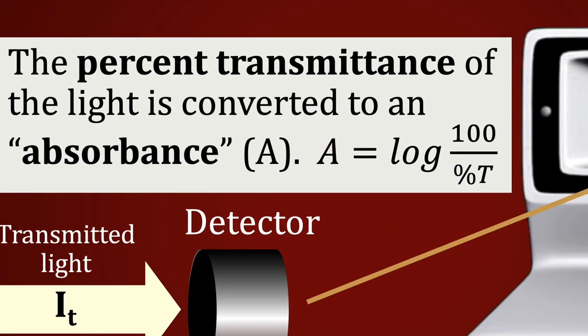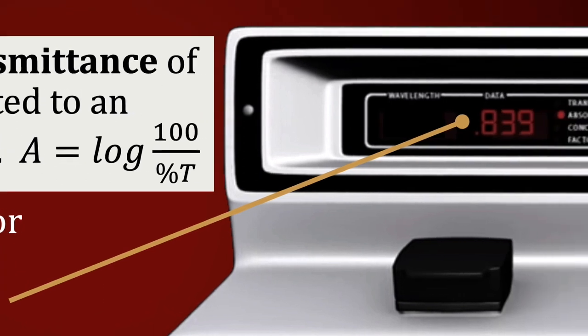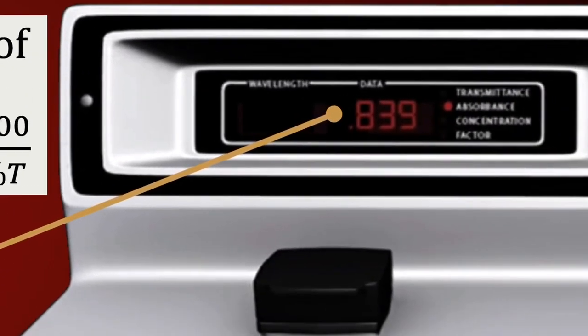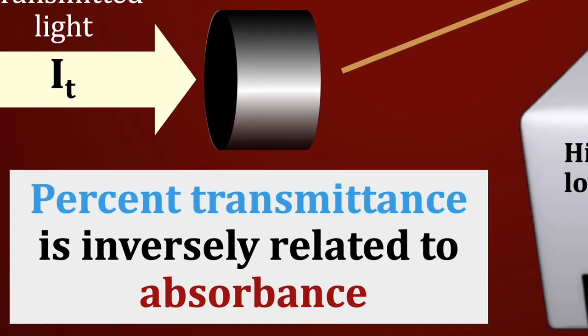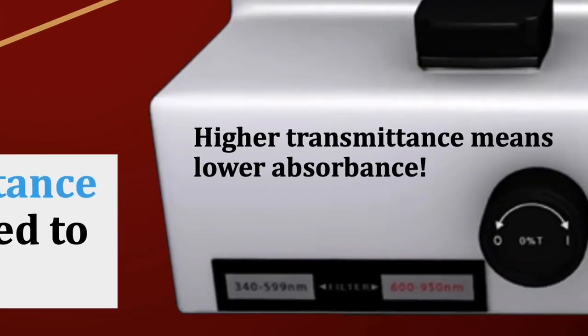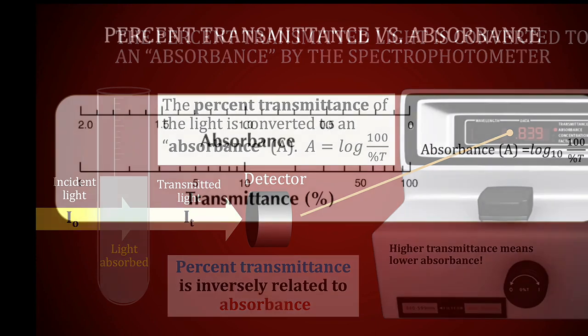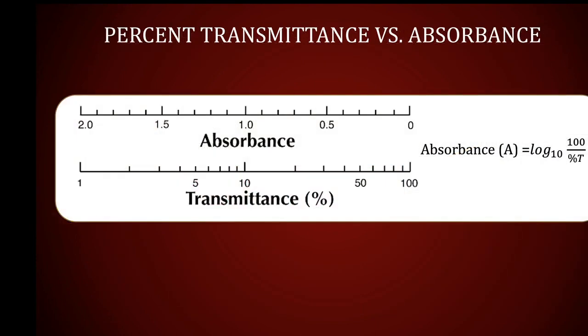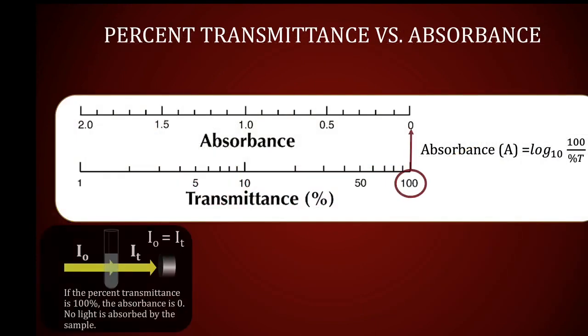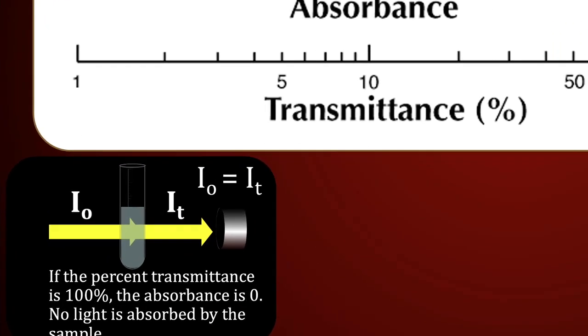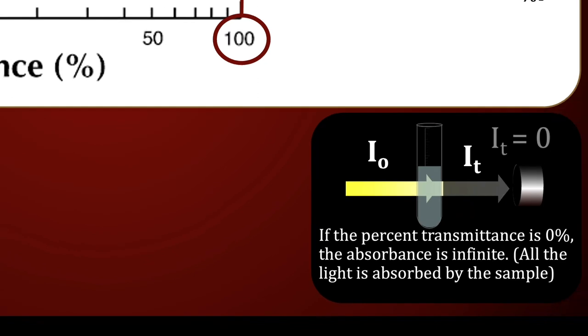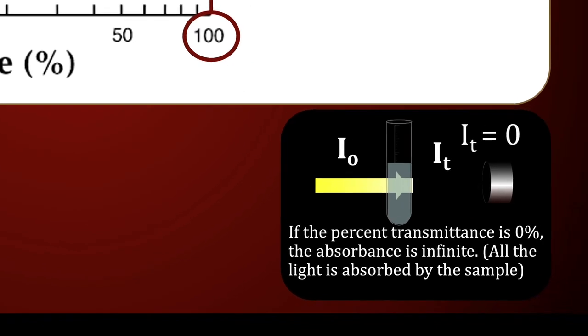The percent transmittance is converted to an absorbance measured by the device. The percent transmittance is inversely proportional to the absorbance. In short, higher transmittance means a lower absorbance. For example, if the percent transmittance is 100%, this means the light passed completely through the sample with no absorbance at all. If the percent transmittance is 0%, this means the sample absorbed virtually all of the light.